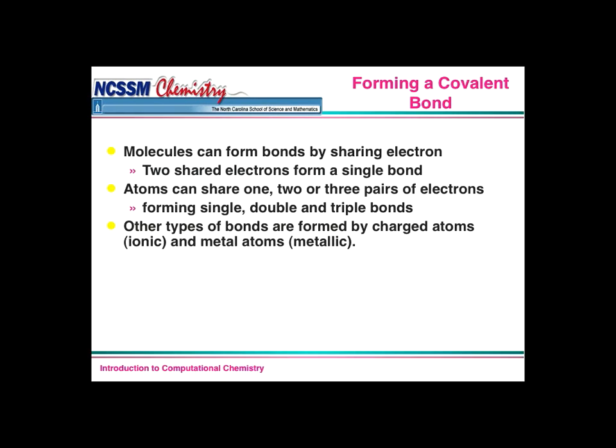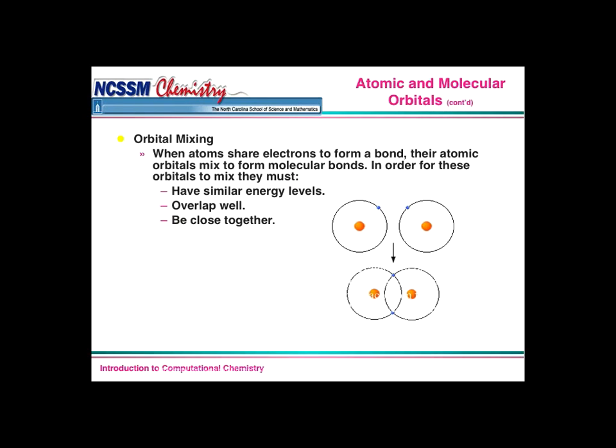Okay? And mostly what we're going to concern ourselves with in computational chemistry, at least in this course, are covalent bonds, where those electrons are being shared between two atoms. And we will maybe have a chance to talk about ionic bonds and metallic bonds, but for purposes of this conversation, we're really going to concentrate on covalent bonds.